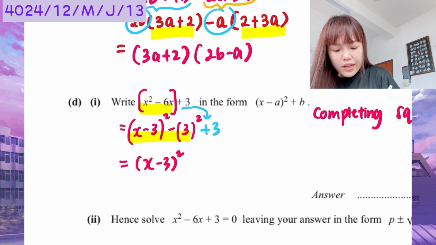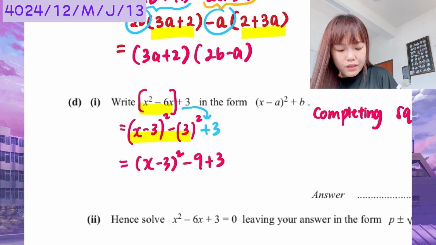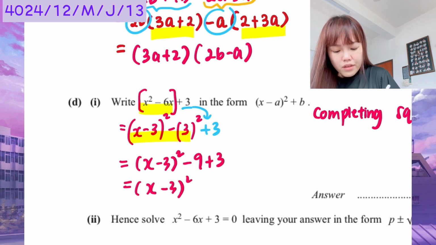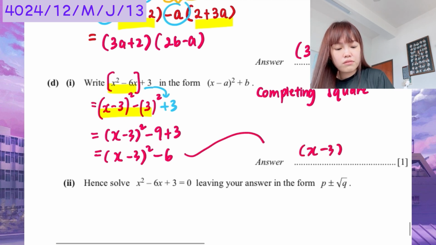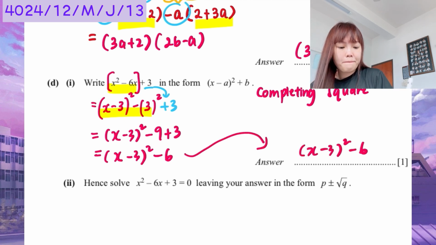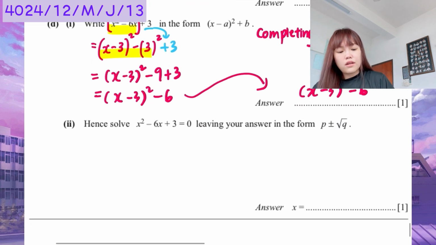So this one, leave it as it is. Negative 3 squared becomes negative 9 plus 3. So x minus 3 squared, negative 9 plus 3 is negative 6. Okay, so I write it down like that.